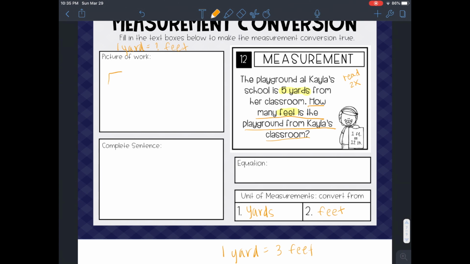You can start by drawing a picture of your work. On your end, you're going to take a picture of your work if you can, and if not, you're just going to write it in your math journal. We have Kayla in her classroom, so I labeled it with a K, and I know it's 5 yards from the playground. Then I'm going to draw a little playground. Since I already know what the yards is, my goal is to figure out how many feet there are. So I have to figure out how I'm going from yards to feet.